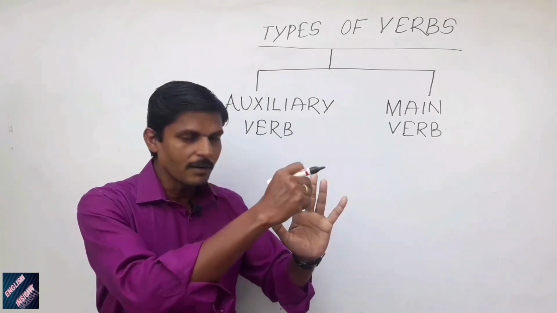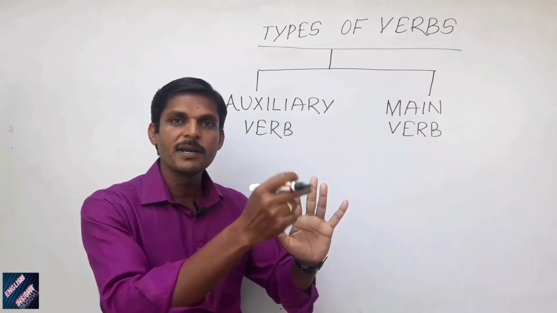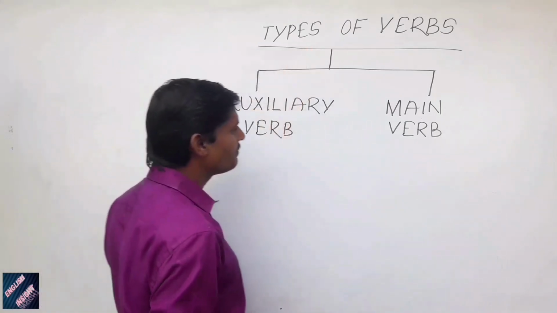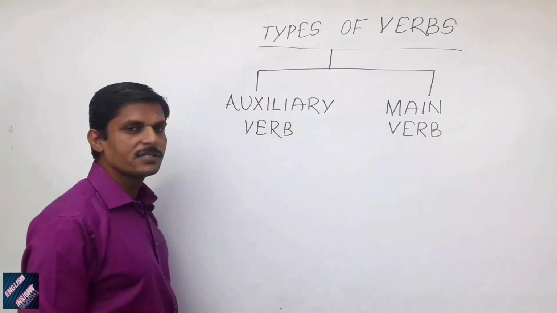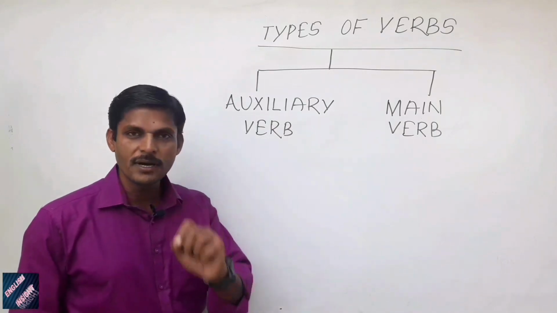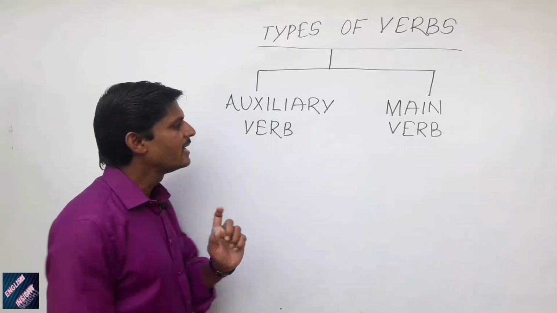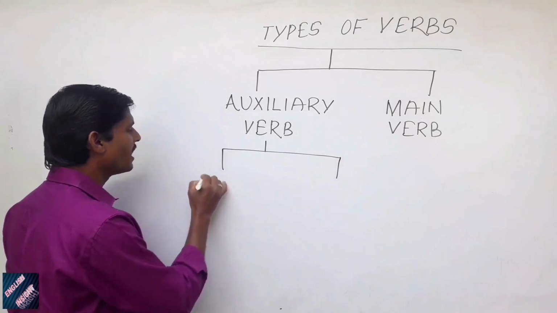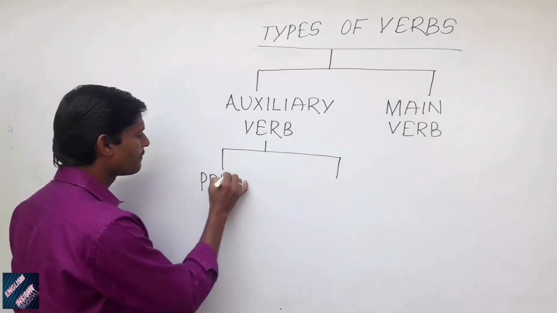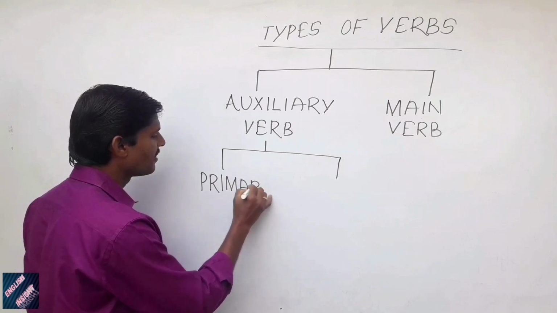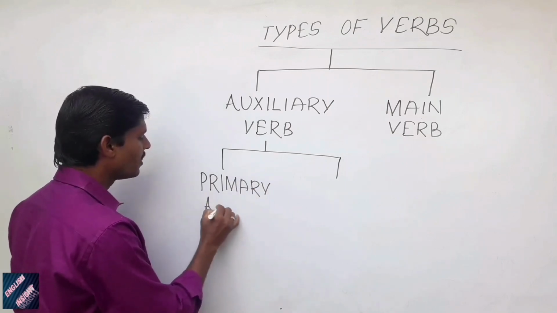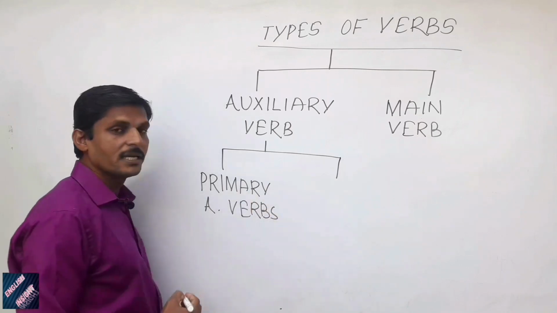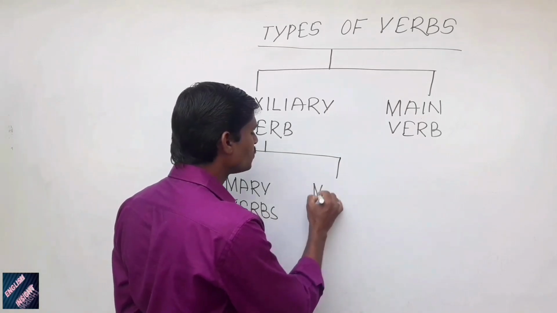But all these auxiliary verbs can be again grouped into different categories. We'll see now, okay? So, as I have already told you, different types of verbs are there. One is the auxiliary verb, second one is the main verb. The auxiliary verbs again can be categorized into two categories, okay? Some of them are called primary auxiliary verbs and some others are called modal auxiliary verbs.